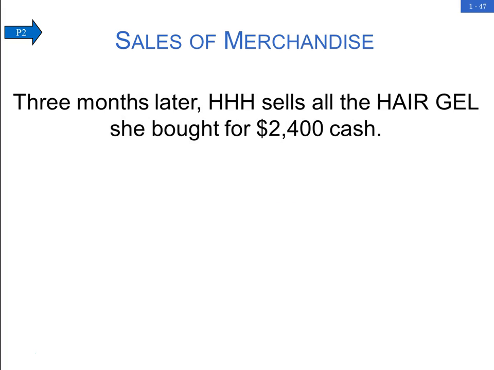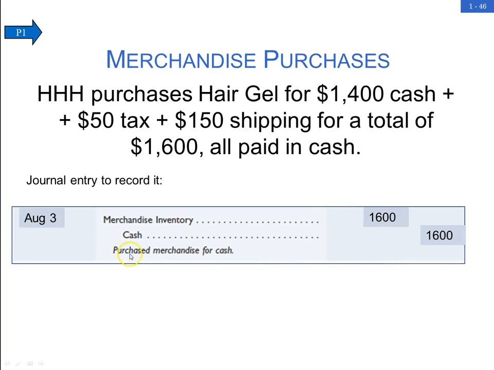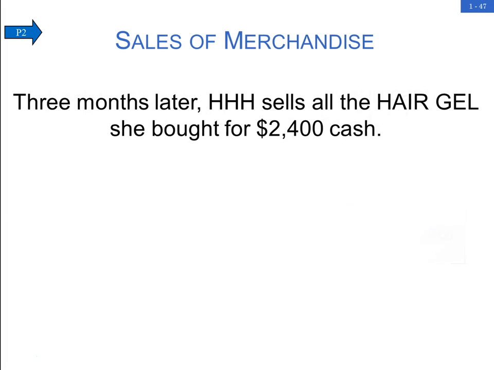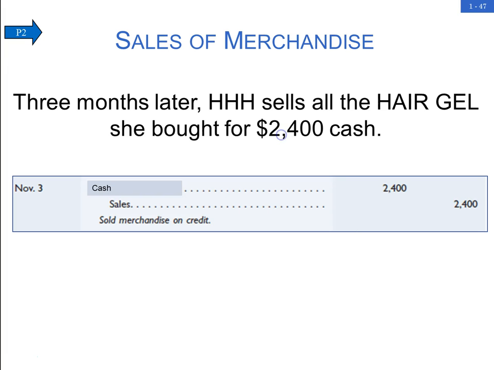Three months later, we sell all that hair gel, let's say to one customer. We bought it for all that $1,600 worth of hair gel that we purchased on August 3rd. We exchanged one asset for another asset. Fast forward now, three months later, we sell all of that hair gel for $2,400 cash to, let's say, the Beeb. So we're getting $2,400 cash, obviously, and we've given over the goods to the Beeb, so we've earned it. So that's revenue, which remember is called sales in a merchandising company.